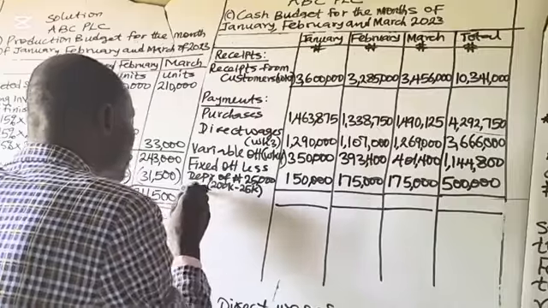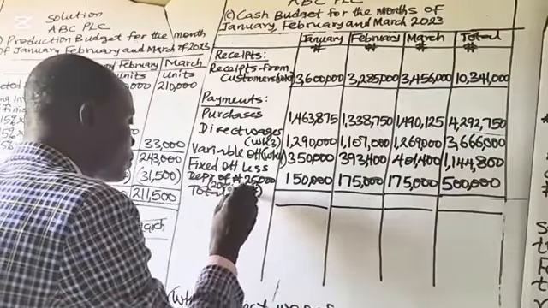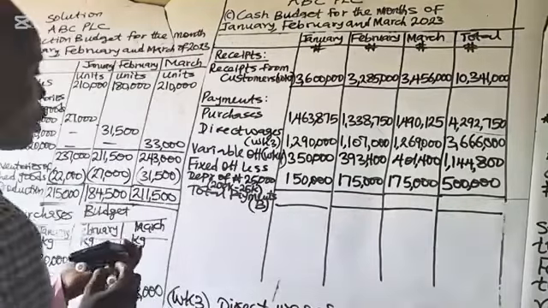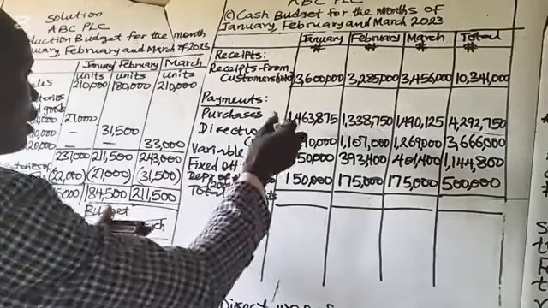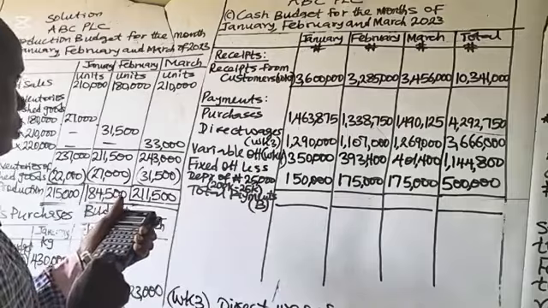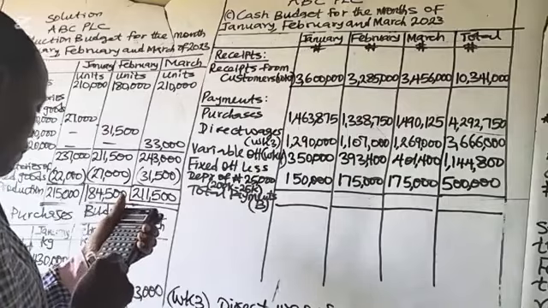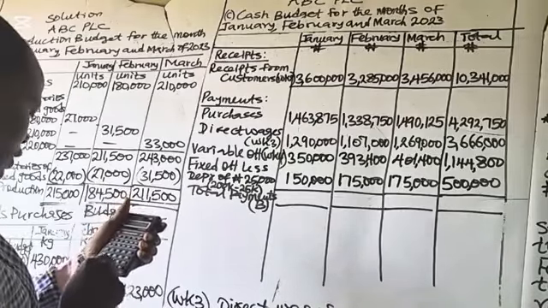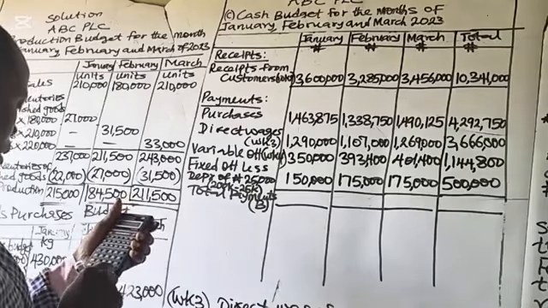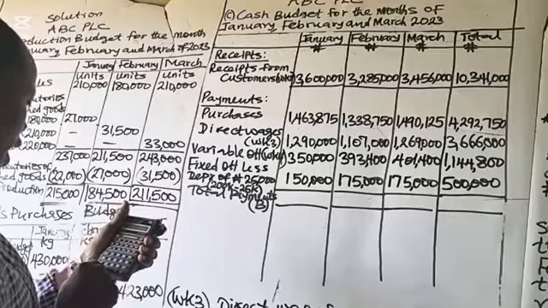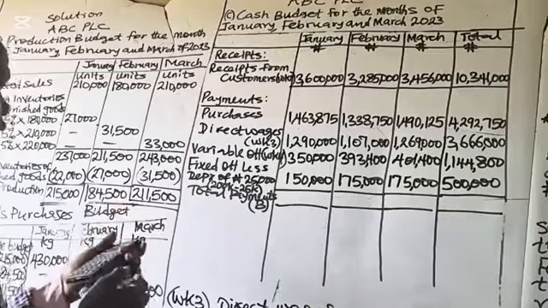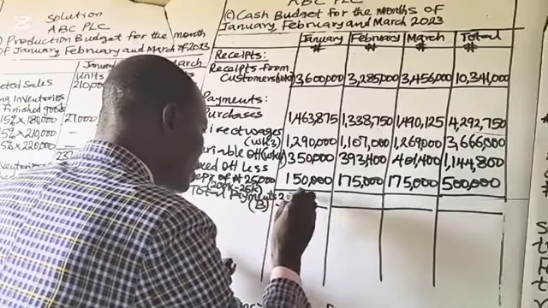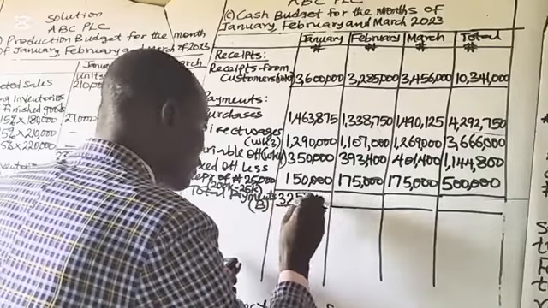This is total payments. Let's have our total payments as B. So we have 1,463,875 plus 1,290,000 plus 350,000 plus 150,000. And this is totaled 3,253,875.